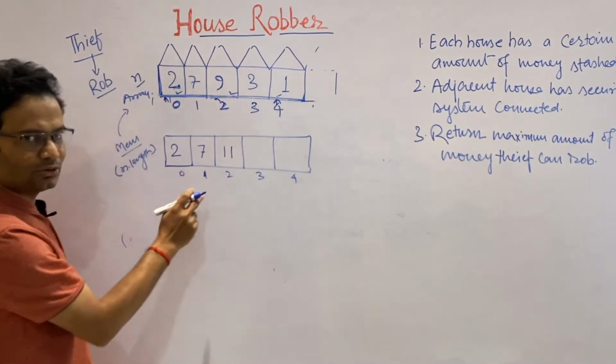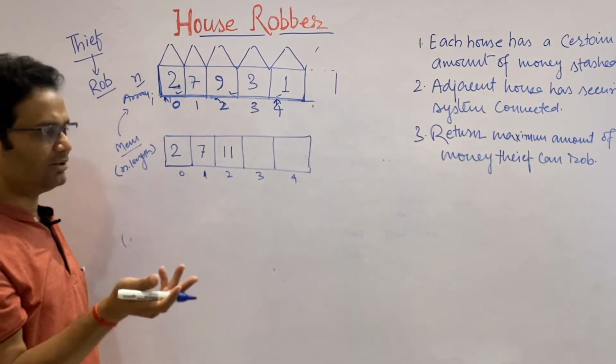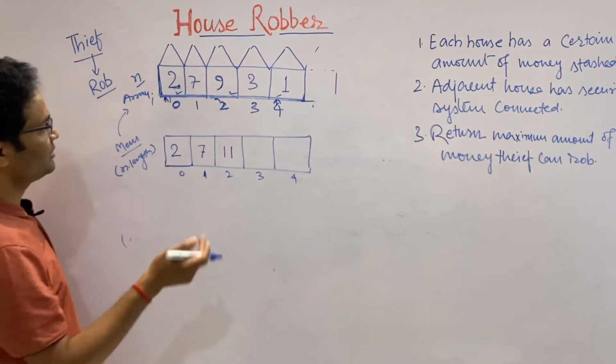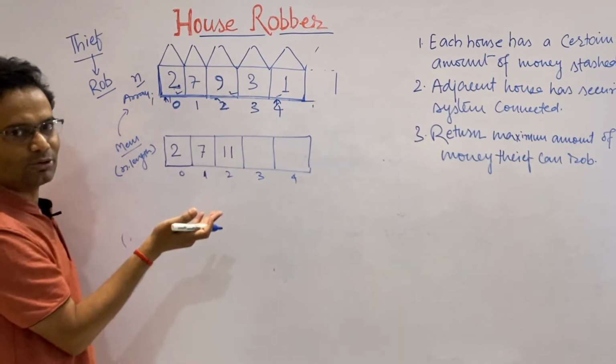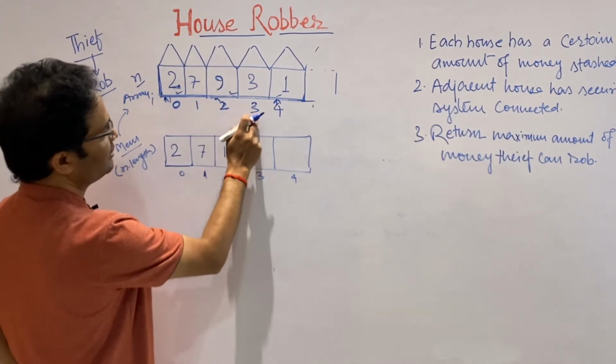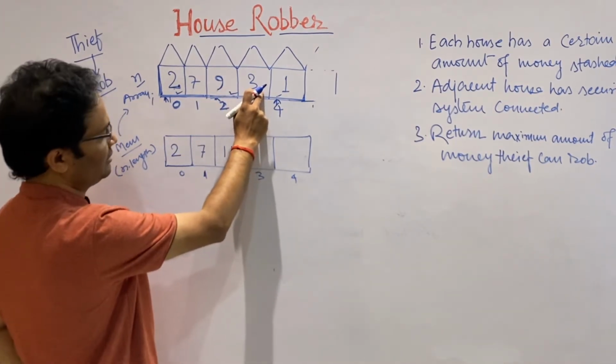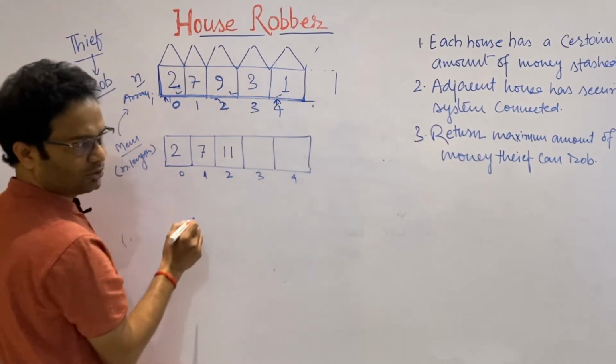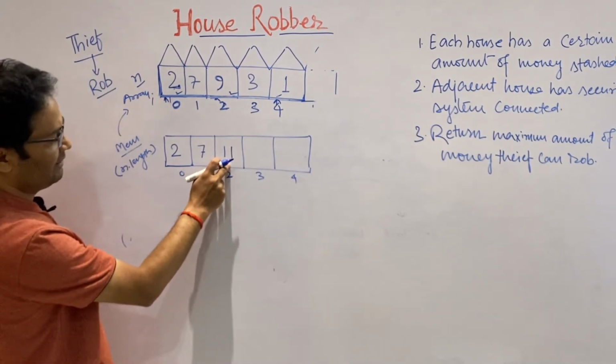So they will go for the 11. Means at the position of 2, the maximum return, the maximum thief amount, is 2 plus 9. This is the maximum possibility, right? Because till 2 they have already earned the 11.